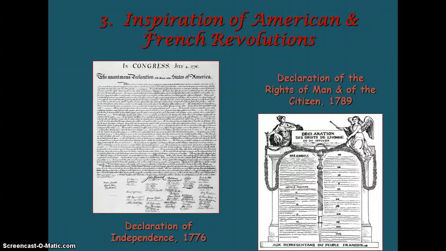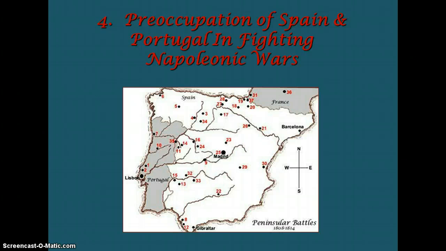Okay. American and French revolutions, of course, we have the Declaration of the Rights of Man and Citizen over here, and then we, of course, have the Declaration of Independence, which are very representative of Enlightenment ideas. The preoccupation of Spain and Portugal, as we had said, in the Napoleonic Wars. We had the Peninsular Wars here.